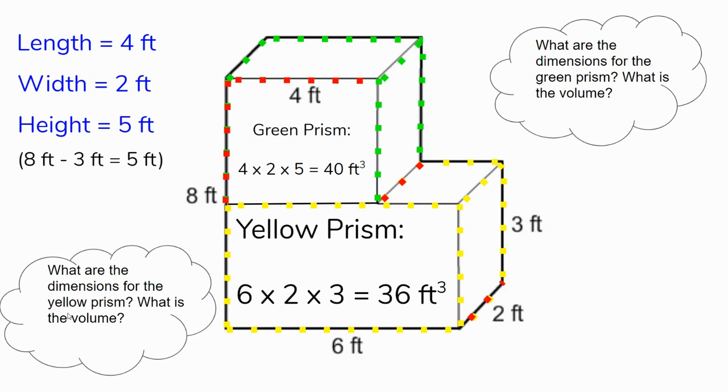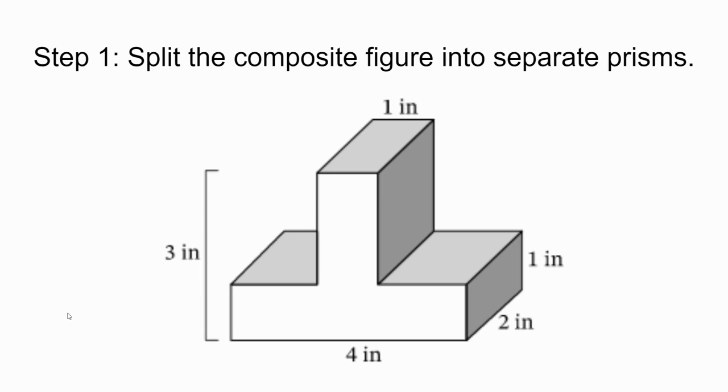Now that we've done one together, we're going to do one more. Let's go. This one is in the shape of an upside down capital T.